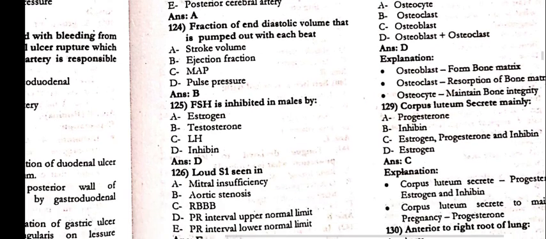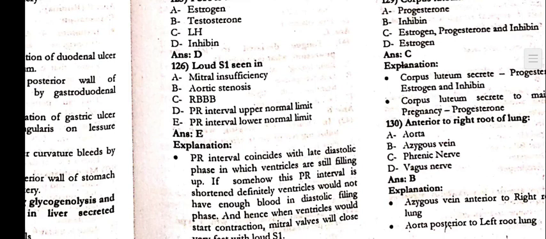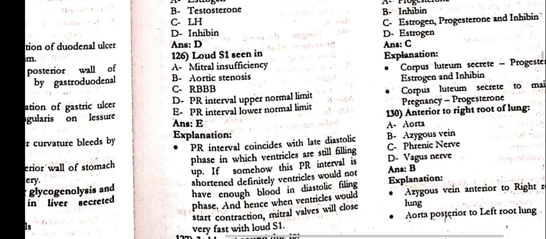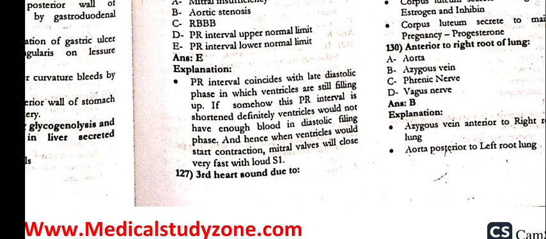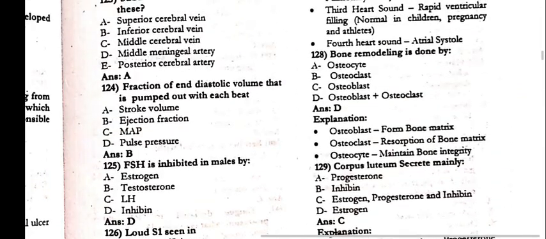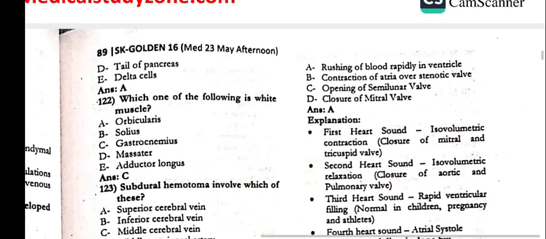Next, 124, the fraction of the end-diastolic volume that is pumped out with each beat is the ejection fraction. 125, the FSH is inhibited in males by inhibin. 126, the loud S1 is seen in the lower normal limit of the PR interval. 127, the third heart sound is due to the rushing of blood rapidly into the ventricle.